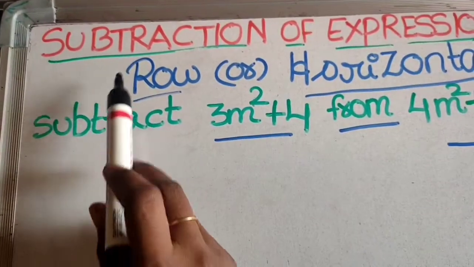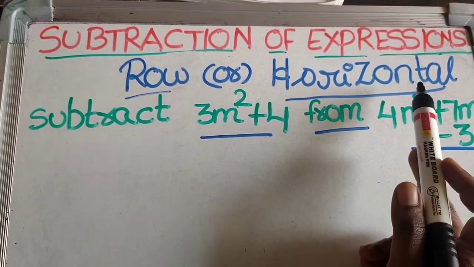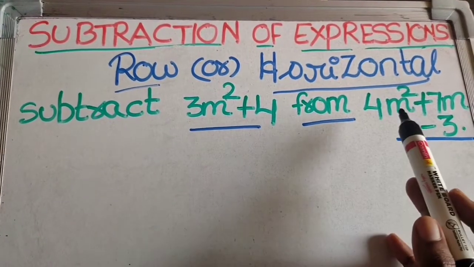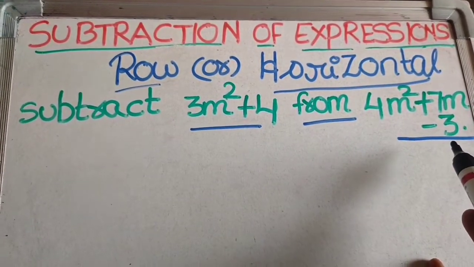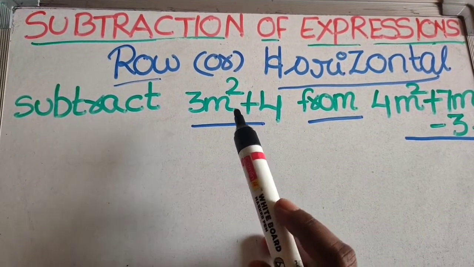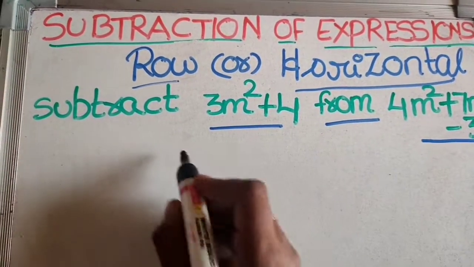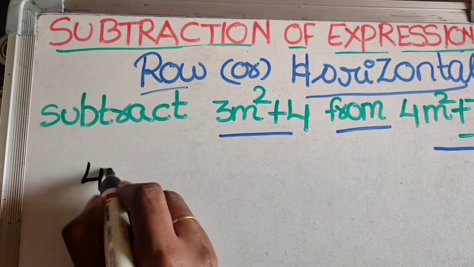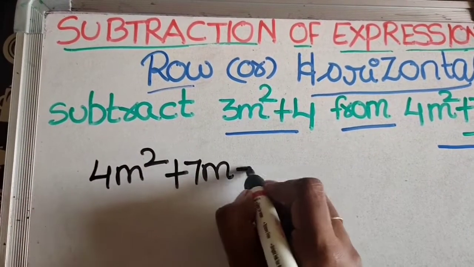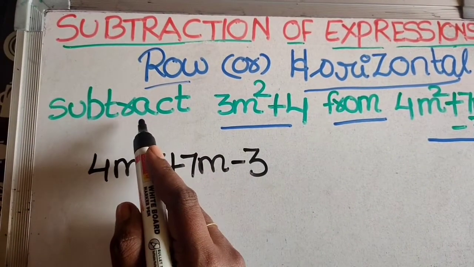Now we are doing subtraction of expressions in horizontal method, or also we can say it as row method. Now we have to subtract 3m square plus 4 from 4m square plus 7m minus 3. That means we have to write the second expression first and then we have to take the first expression. So here we are not writing under the expression. Here we are writing side by side because we are using horizontal or row method.